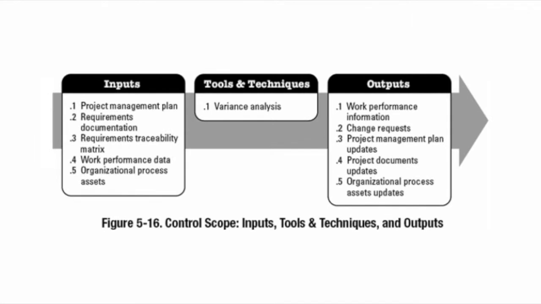The final step is controlling the scope. Once we have defined, outlined, and validated the scope, this step allows us to manage changes during the project while keeping the business goals in mind. Variance is a key tool used here to measure the difference between planned and actual performance.